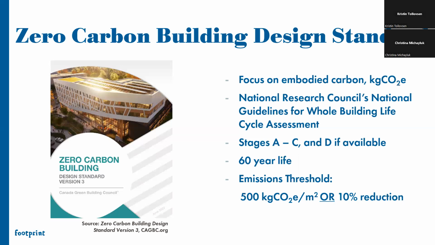With this one, now that we're in version 3, there was actually an emissions threshold added as well. It is 500 kilograms of CO2 per meter squared, or you can try to do a 10% reduction on a baseline of your building. In terms of 500 kilograms of CO2 equivalent, this can definitely be achievable, but it's going to depend on the building type that you have.